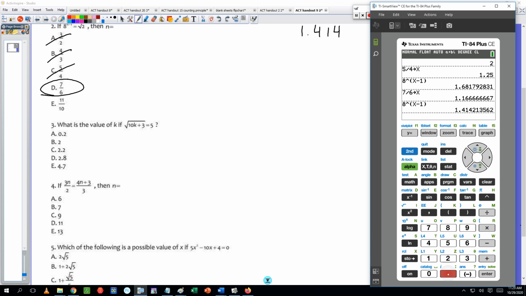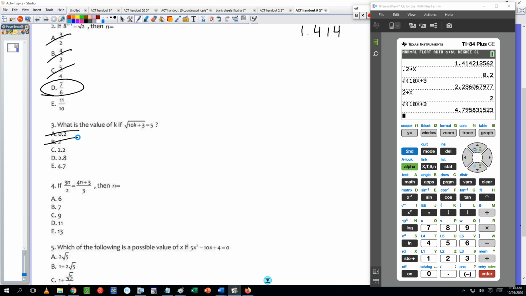I'm going to take 0.2 and I'm going to store that for my x. And I'm going to type out second square root 10x instead of the k plus 3. Looking for a 5. We didn't get a 5. Mark it out. Take 2. Store that for your x. Hit second enter. Second enter. It will now use the 2 instead. We do not get 5.